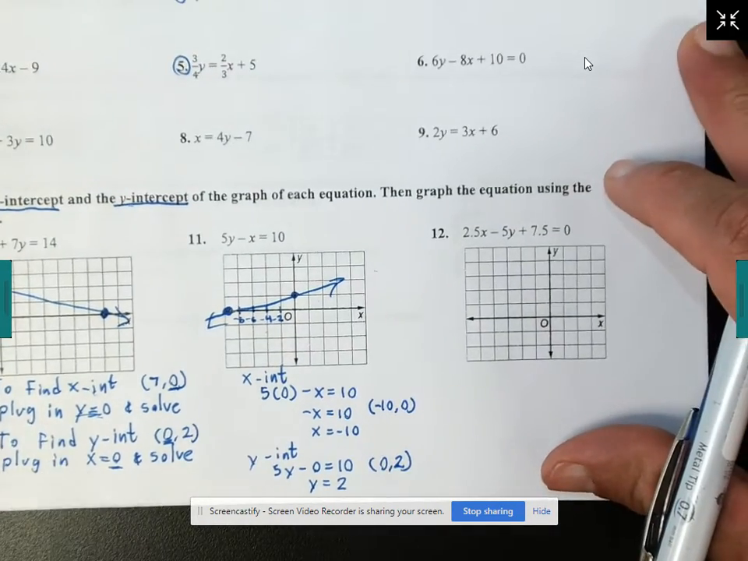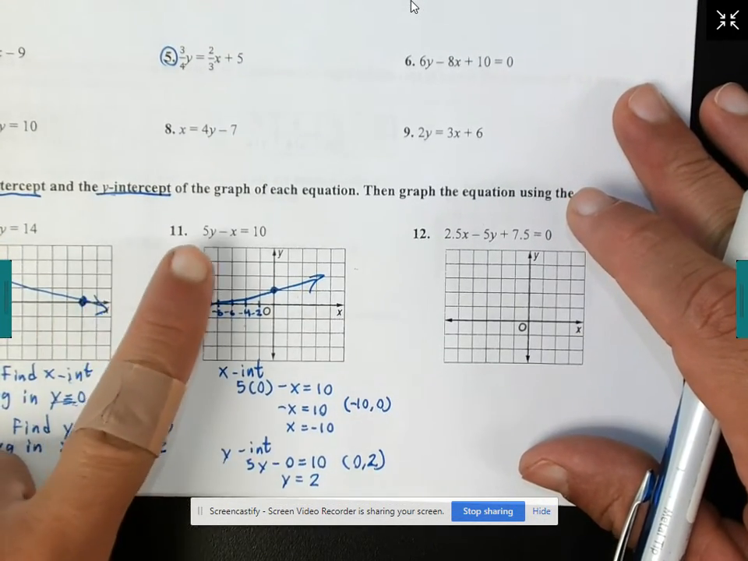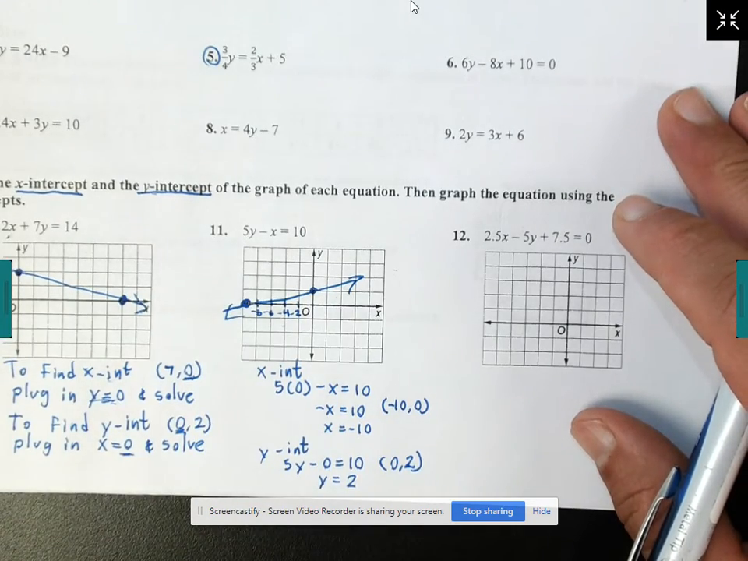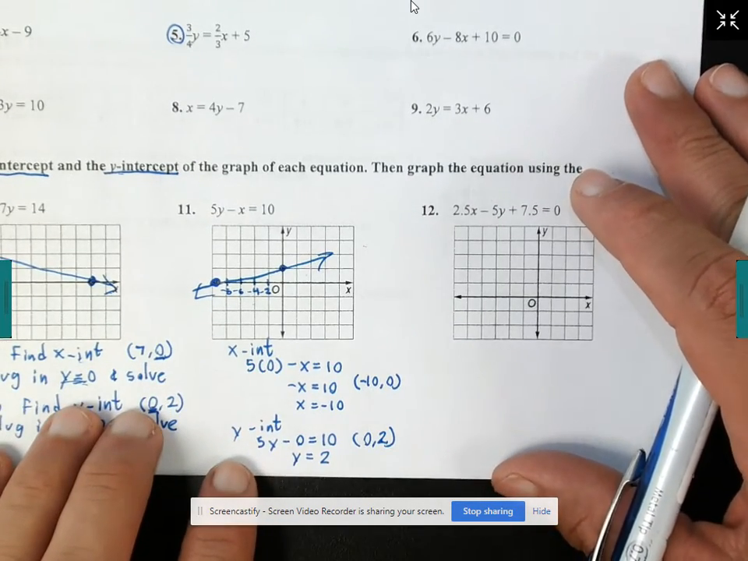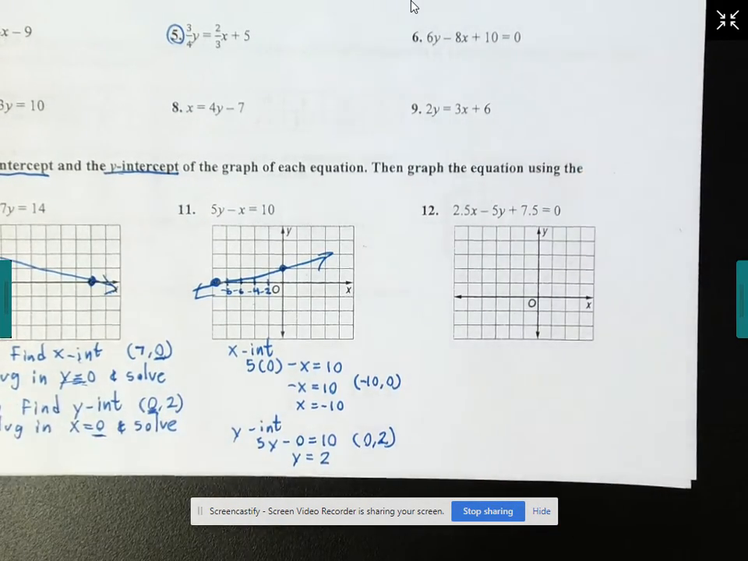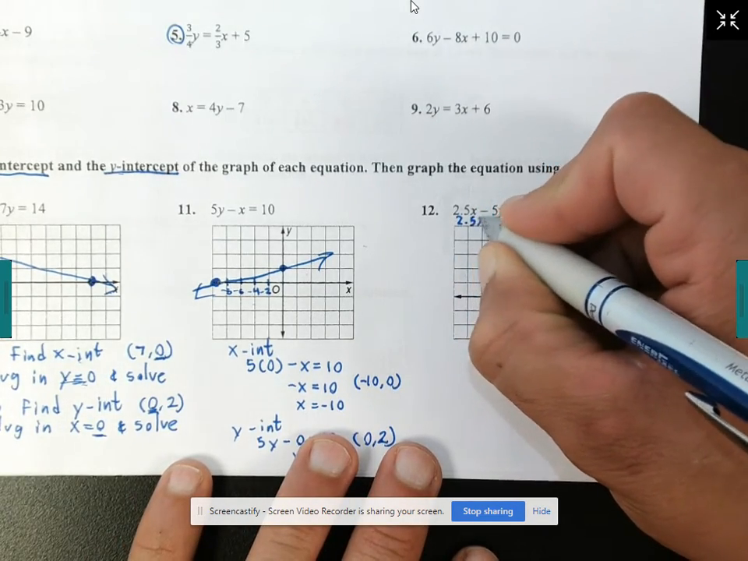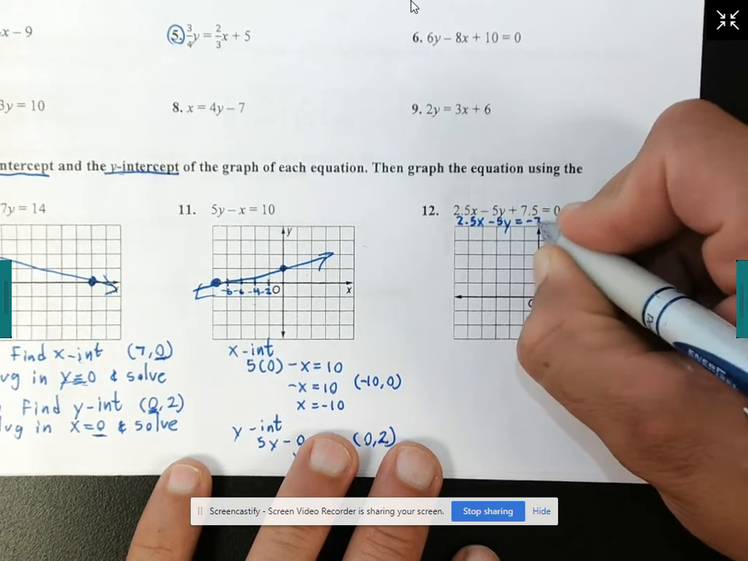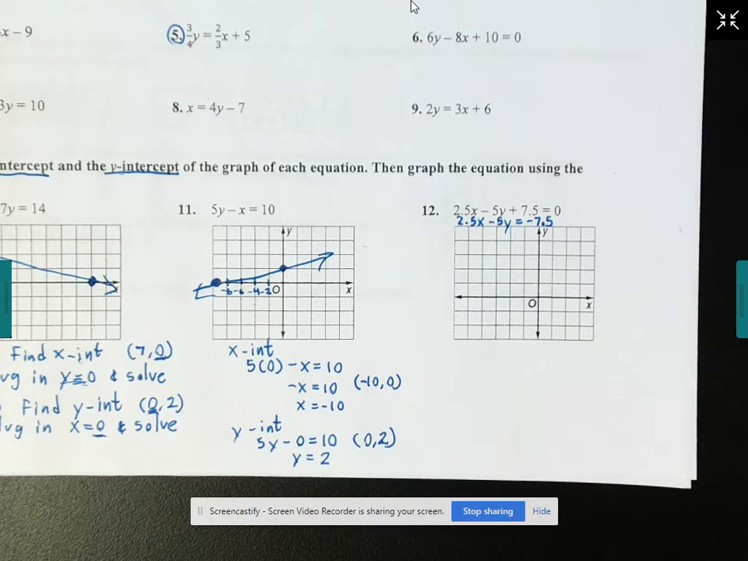Now, last but not least, let's go ahead and do 12. Now, on 12, and by the way, this is a reason a lot of the times I ask you to write it in standard form, even though this is not quite standard form, because it's really fast. You just find your x and y intercept and draw a line through them. All right, number 12. Let's just do something here that might make our life a little bit easier, save us an extra step every time. I'm going to subtract 7.5 from both sides.